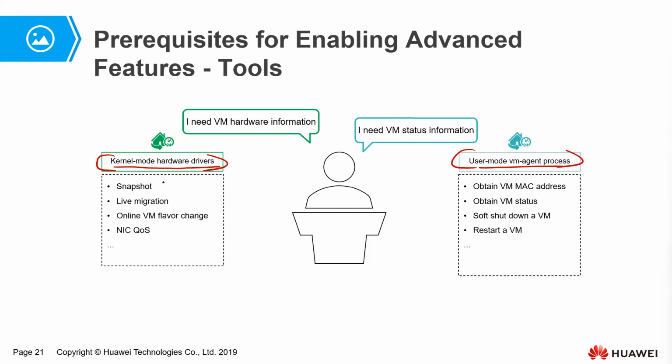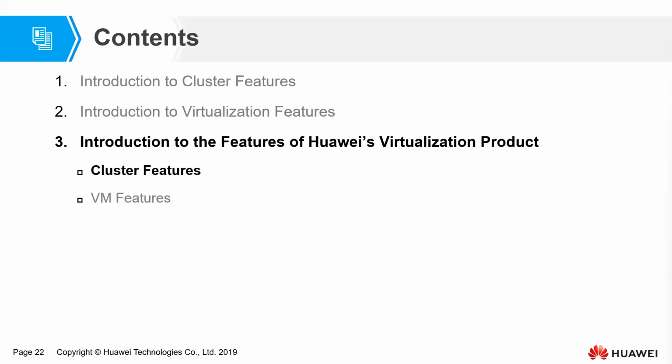Basically, these tools are going to help us create snapshots, manage live migration, do online virtual machine flavor change, and also do network interface card quality of service. When we want to obtain information about the virtual machines, we are going to use this process to obtain the virtual machine MAC address, see the status, whether it's up or down, also to do a soft shutdown, and also to restart the virtual machine if there is need. So these are some of the features. Let us look at them.